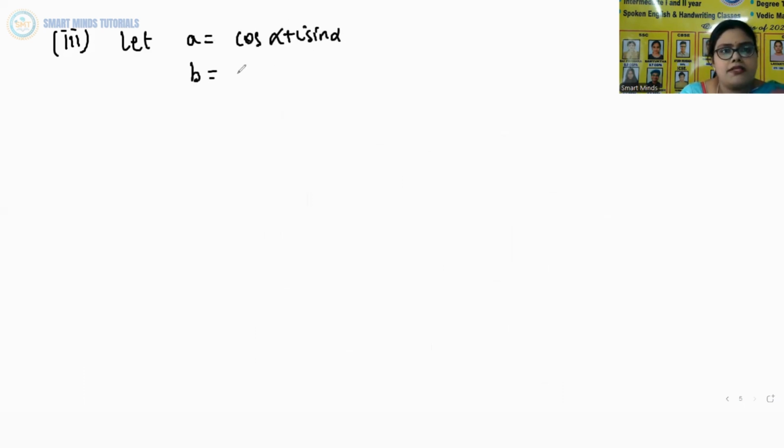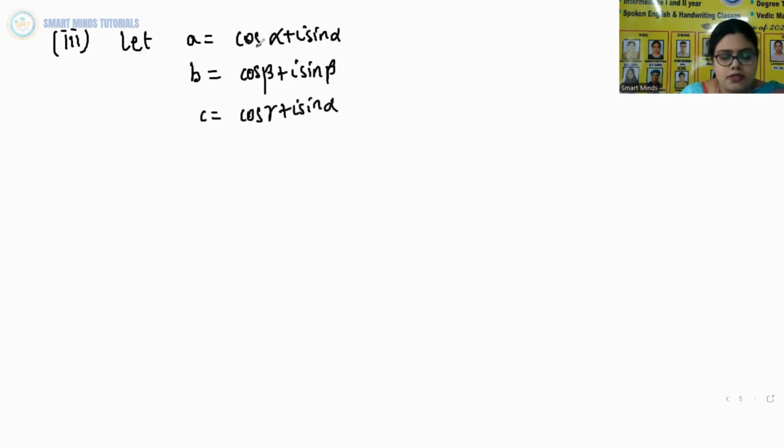Now we shall prove the third bit. What is the third bit we have to prove? cos(alpha plus beta) plus cos(beta plus gamma) plus cos(gamma plus alpha) is equal to 0, we need to prove. So let us take A as cos alpha plus i sin alpha, B as cos beta plus i sin beta, C as cos gamma plus i sin gamma.